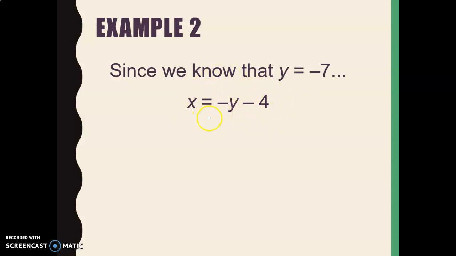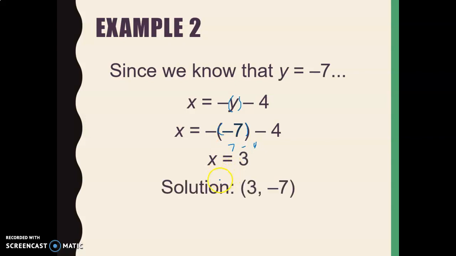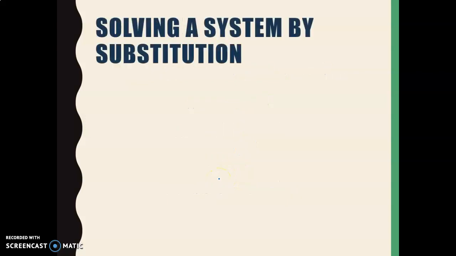x equals negative y minus 4. Now we take that negative 7 and plug it in. We're going to be careful and use parentheses when we substitute here. So x equals negative, and then in parentheses, negative 7 minus 4. That negative times a negative becomes a positive, so we get 7 minus 4, or just x equals 3. We'll write our answer then as an ordered pair, 3, negative 7.